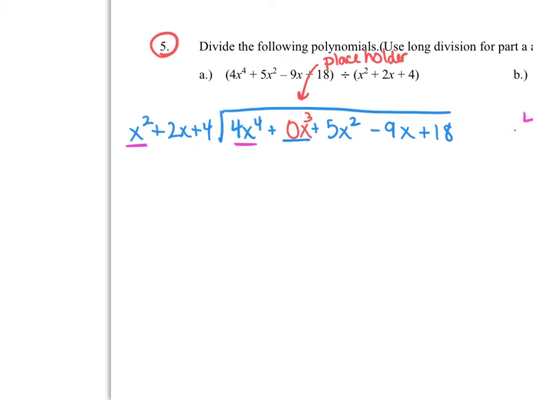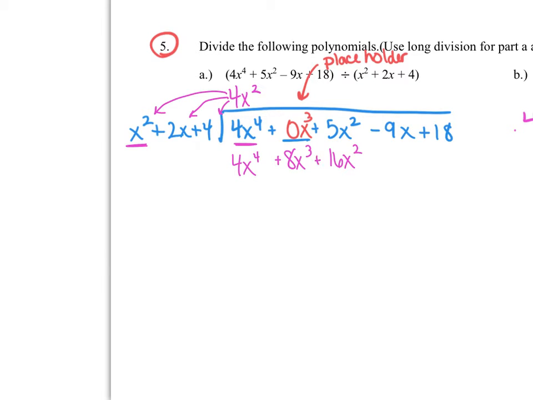What do you have to multiply the x squared by to make it a 4x to the 4th? And that will be a 4x squared. You know you pick the right number for when you multiply down. 4x squared times x squared gives you 4x to the 4th, and that matches. That's how you know you're right. You continue multiplying down. 4x squared times 2x and 4x squared times 4.